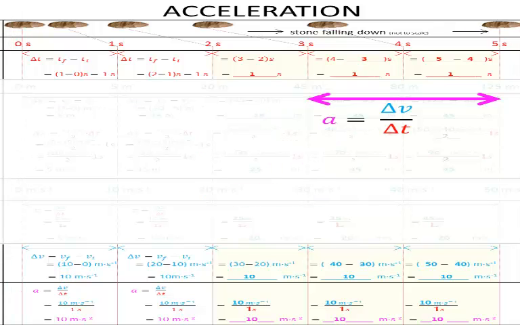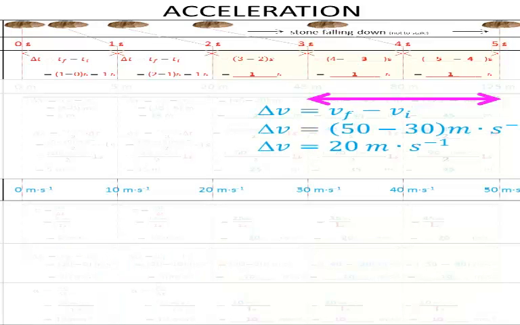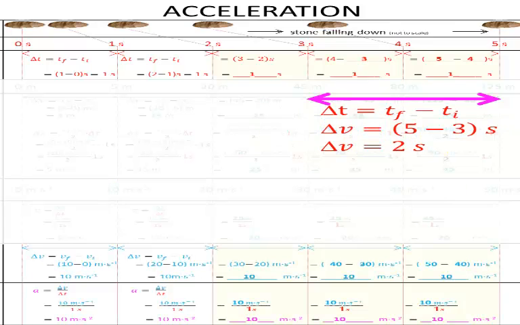Now let's use the interval time equals 3 seconds up till time equals 5 seconds. How much does the velocity change during that interval? Final velocity 50 meters per second, initial velocity 30 meters per second. 50 minus 30 is 20. The velocity changes 20 meters per second during that interval. How long does that interval last? The interval lasts 2 seconds. Final time is 5 seconds, initial time 3 seconds. 5 minus 3 is 2 seconds duration for that interval.